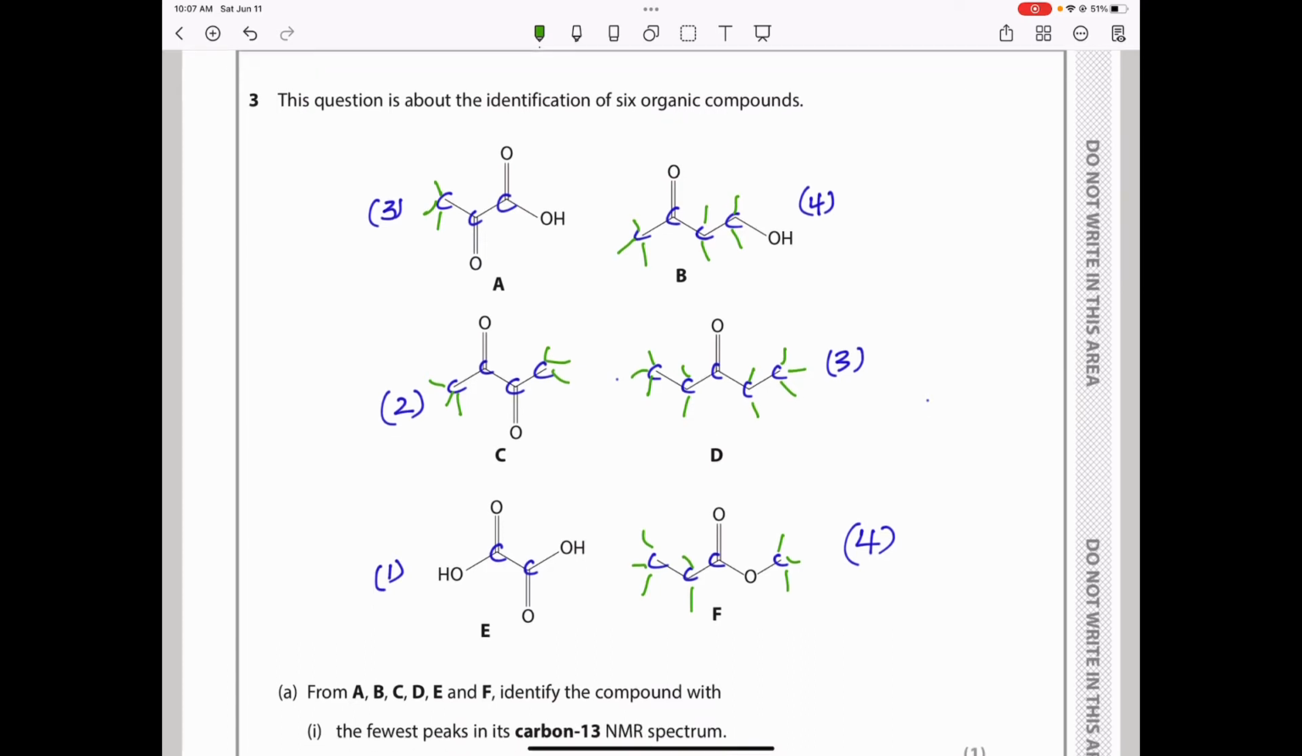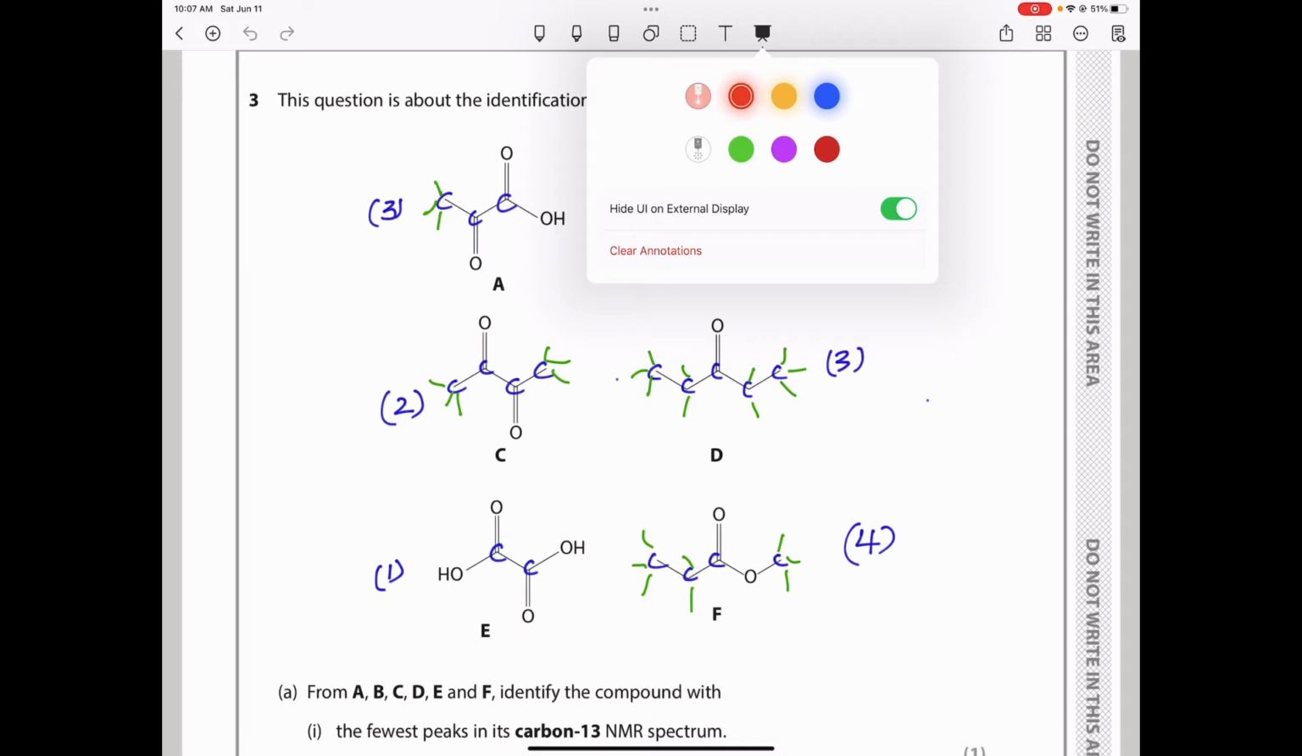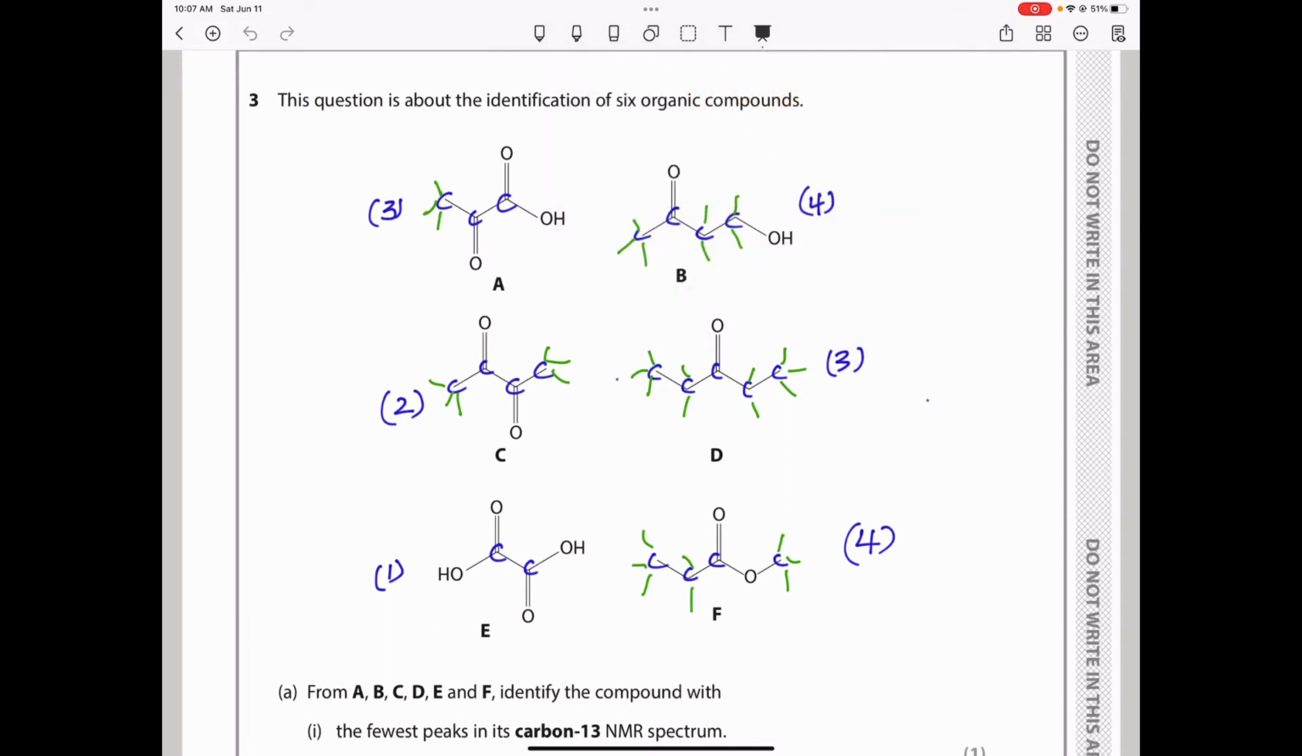So I already saw this part here has, if I use a highlighter here, 1, 2, and 3. So here we have 3 carbons. However, we also have 3 carbon-13 environments, because these environments are all not the same.